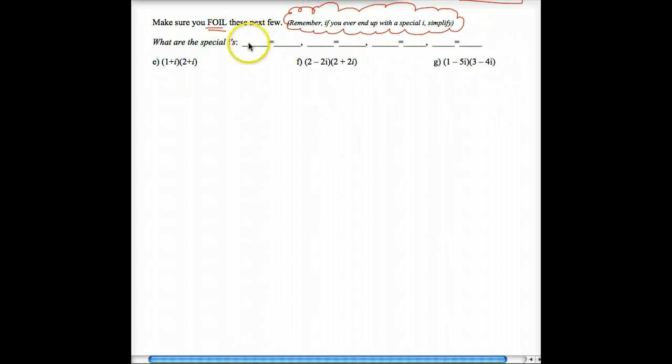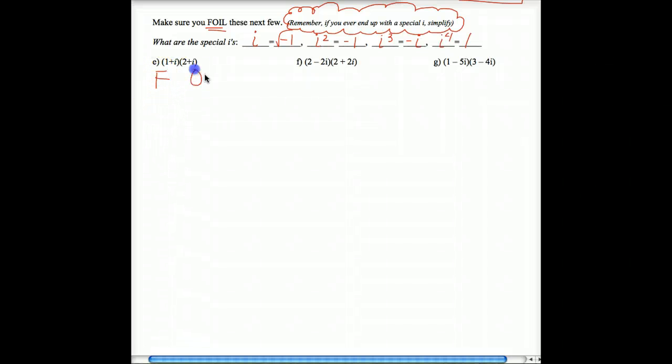So let's rewrite our special i's here. i is square root of negative 1. i squared is negative 1. i cubed is negative i. And i to the fourth is positive 1. Okay, so we're going to FOIL all of these.